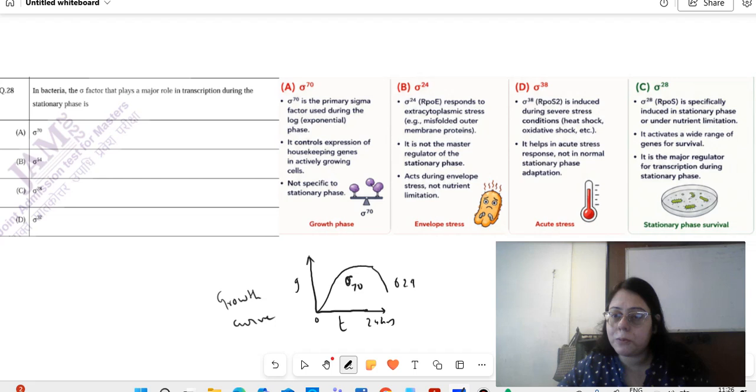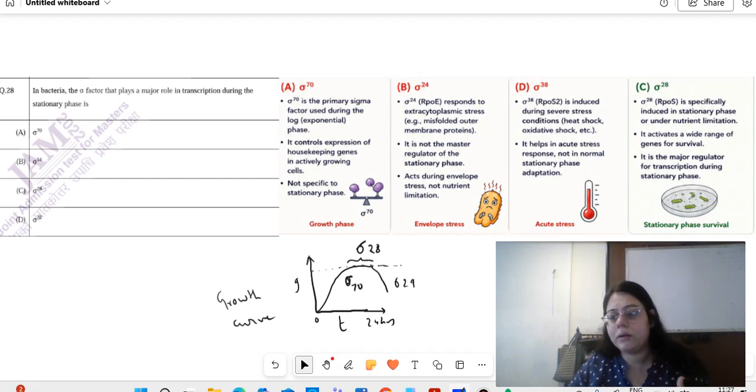So only option C, sigma 28, also known as RPO, is specifically induced in the stationary phase. This point is the stationary phase, and here this sigma factor acts as 28. It acts in this phase under nutrient limitation, so it activates a wide range of genes for survival, and it is the major regulator of transcription during the stationary phase. That will continue the transcription process.